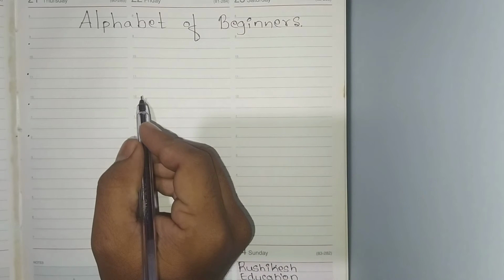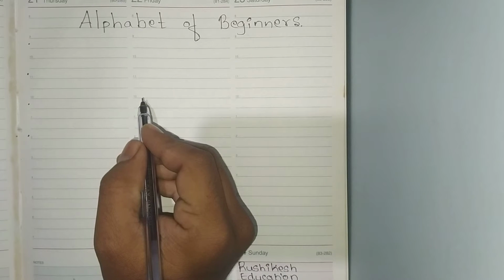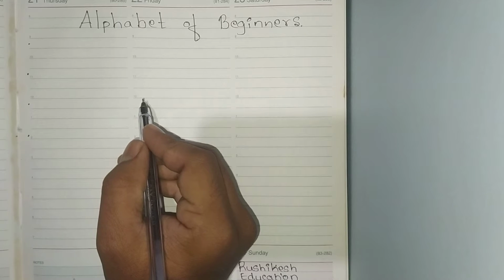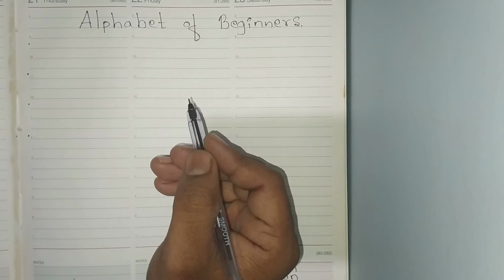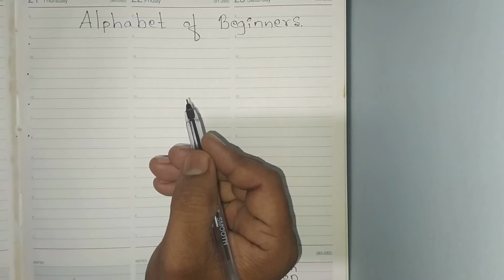Hello. The modern English alphabet is a Latin alphabet that consists of 26 letters. Each letter has an uppercase and a lowercase. The uppercase is known as capital letters and the lowercase is known as small letters. A, B, C, D to Z are called letters. The letters are classified into vowels and consonants.